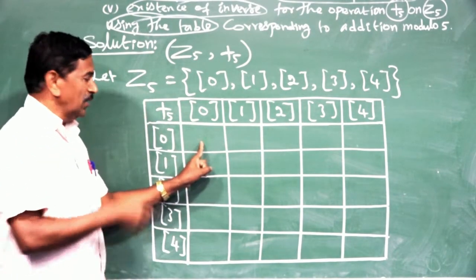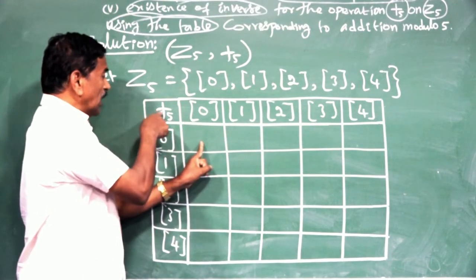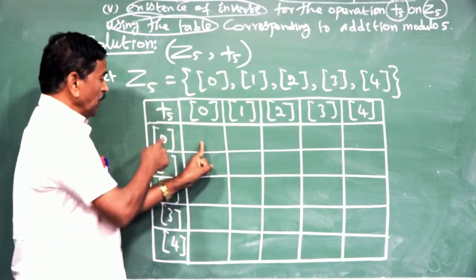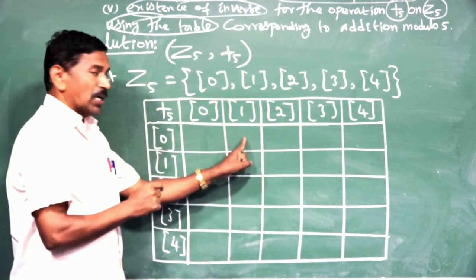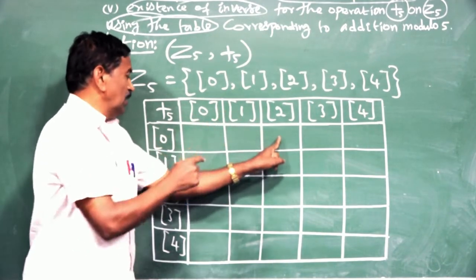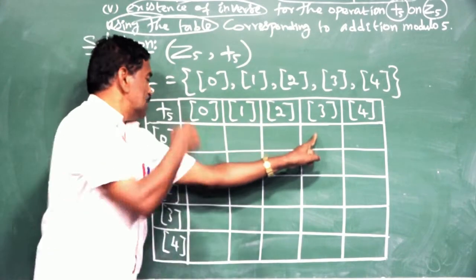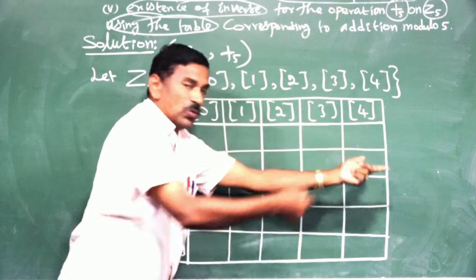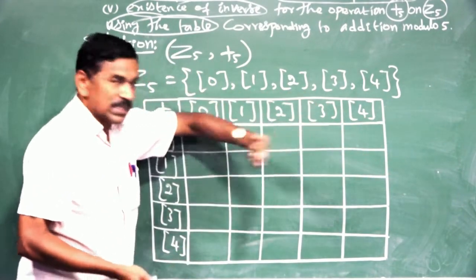Now come to here. Yes, listen. 0 addition modulo 5 is 0. Now simple addition first of all. 0 plus 0, 0. Okay, come to here. 0 plus 1, 1. 0 plus 2, 2. 0 plus 3, 3. Here 0 plus 4, 4. So, first row as it is.